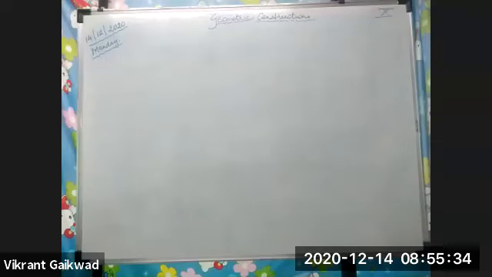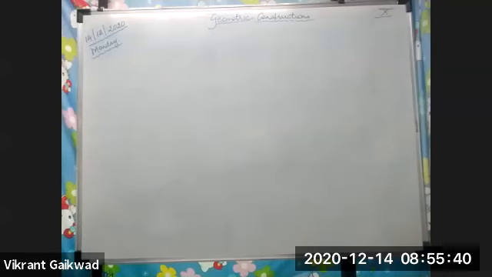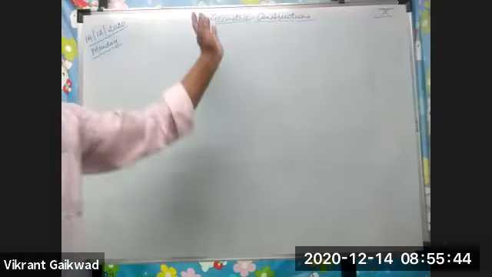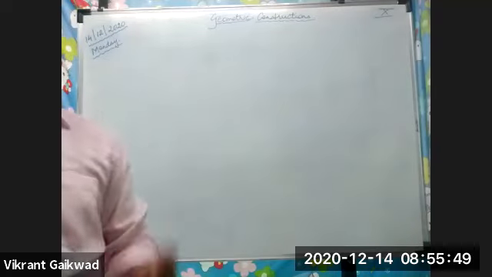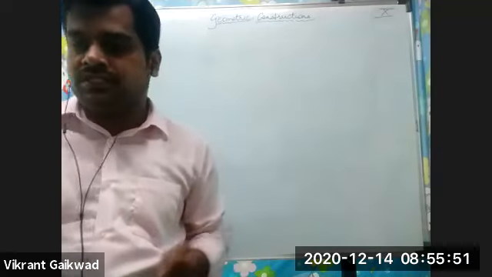Students, so we are going to start today with a new chapter. That chapter's name is Geometric Constructions. We have completed the chapter on circles in the last lecture. We're going to start today with geometric constructions. Now, before starting this chapter, let's recall some constructions.